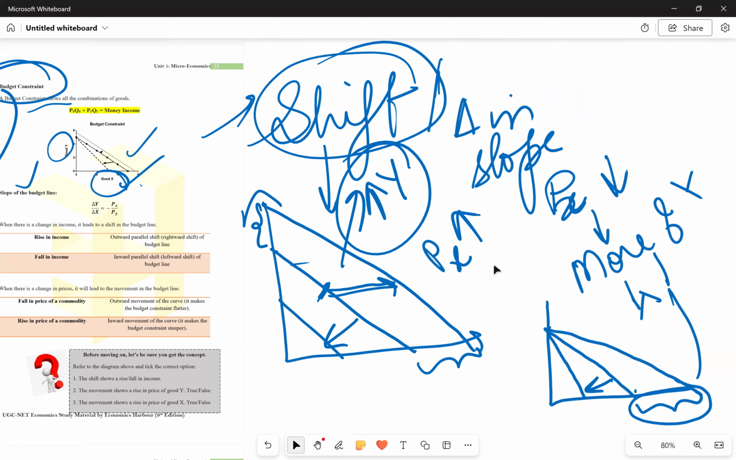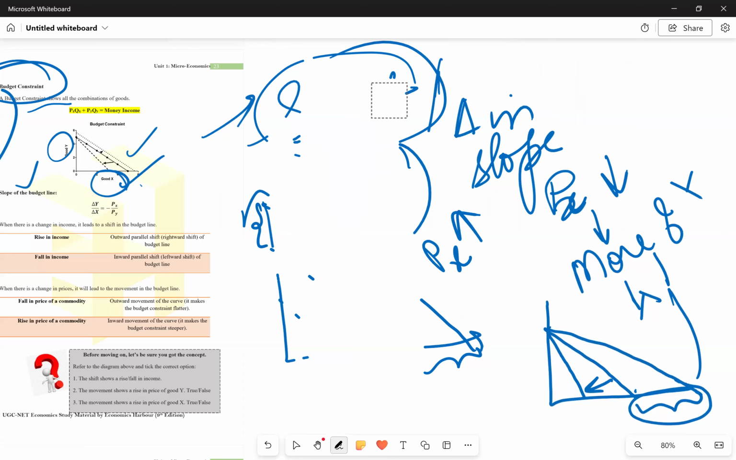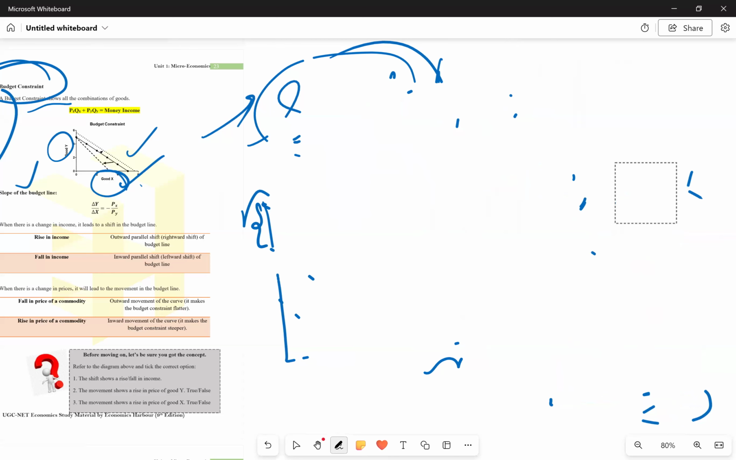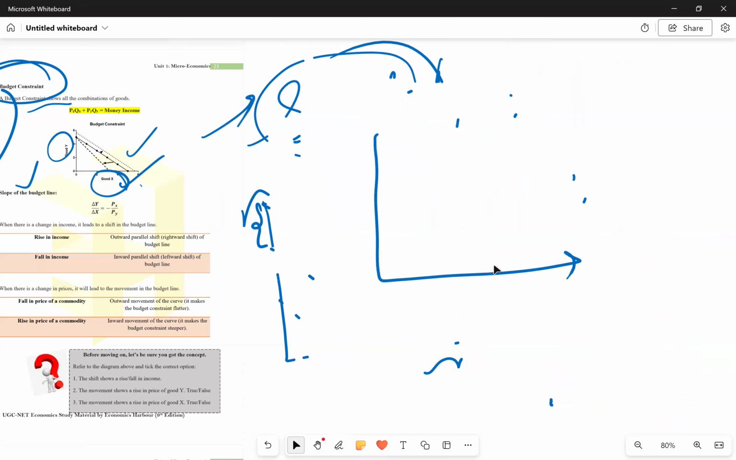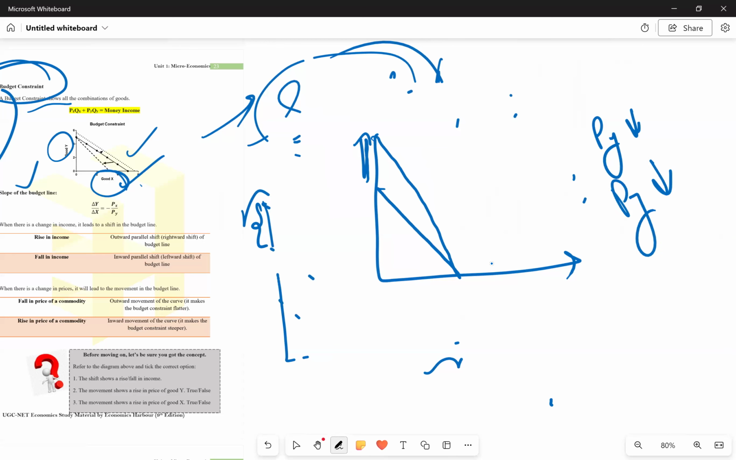Similarly, we can identify the same for good Y as well. Now this is the budget line. If the price of Y falls, then you can consume more of good Y. So your budget line would move outwards. And if the price of Y increases, you can buy less of good Y now, so it will move downwards.